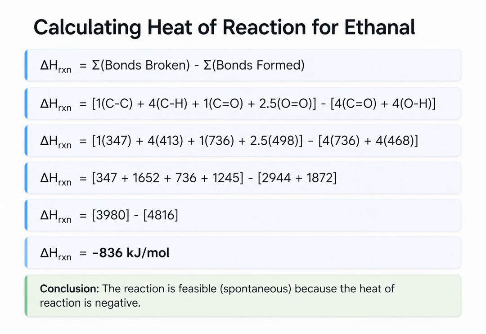Now we substitute the standard bond enthalpy values into our formula. We sum up the energies for the bonds broken, which gives us 3,980 kilojoules per mole. Then we sum the energies for the bonds formed, which totals 4,816 kilojoules per mole. Subtracting the bonds formed from the bonds broken gives us a final heat of reaction of negative 836 kilojoules per mole. Because this value is negative, it indicates an exothermic process, meaning the products are at a lower energy level than the reactants. This tells us the reaction is thermodynamically feasible.